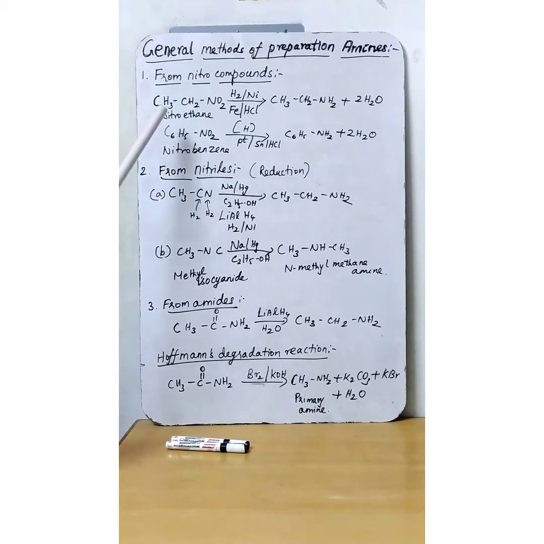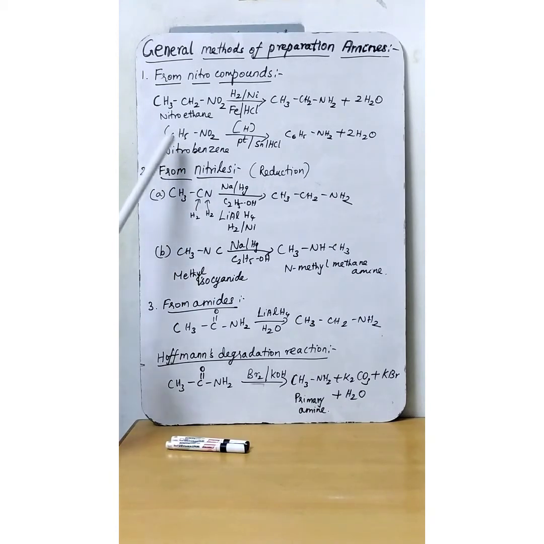At the same time, from the same method, we can also prepare aromatic amines. Nitrobenzene will undergo reduction in the presence of platinum as a catalyst, or stannous and hydrochloric acid, and it will give aniline as the product. What is the formula for aniline? C6H5-NH2. See, on the benzene ring the NH2 amino group is there, so the name of that compound in the common system is aniline. Understood?